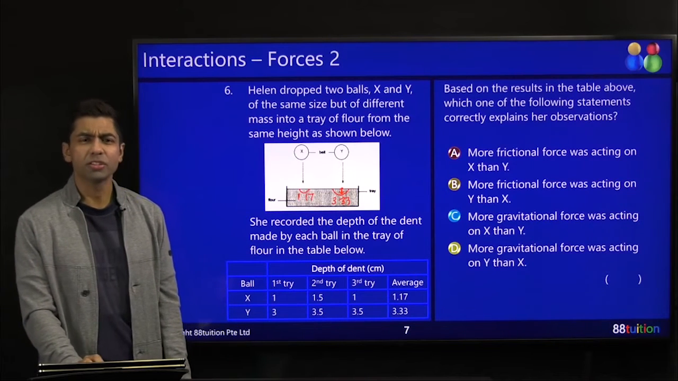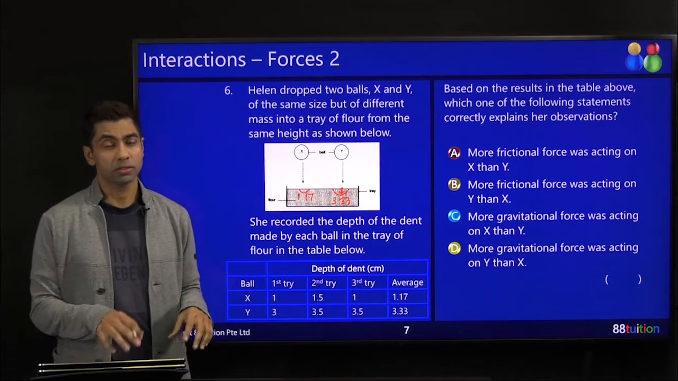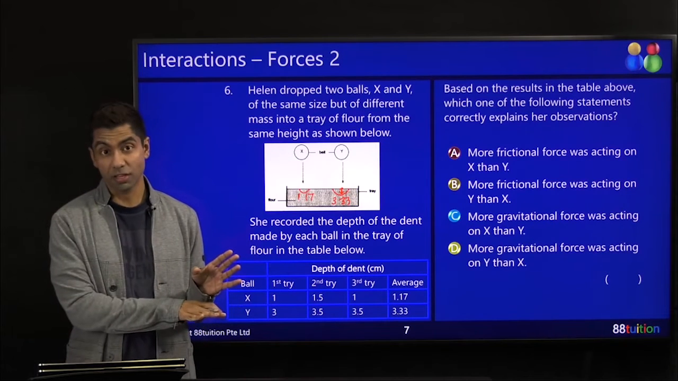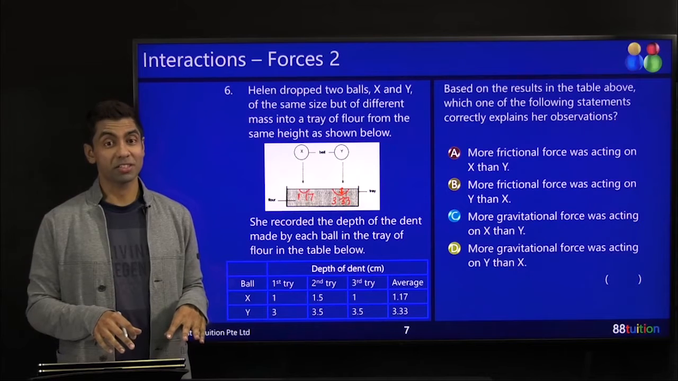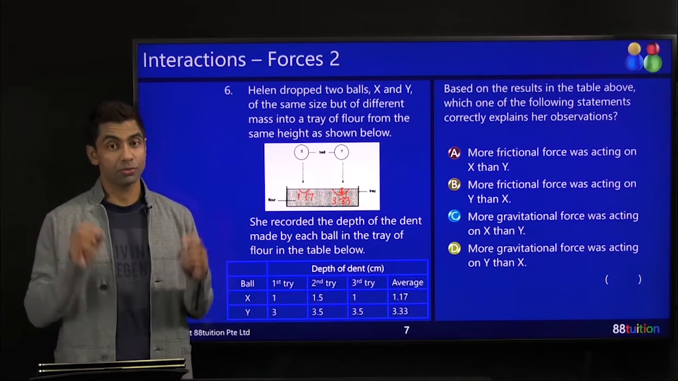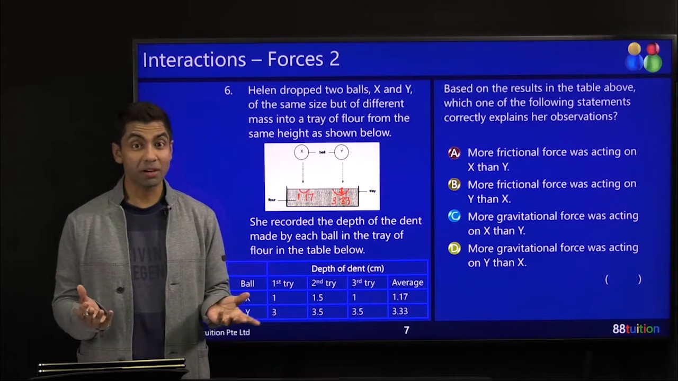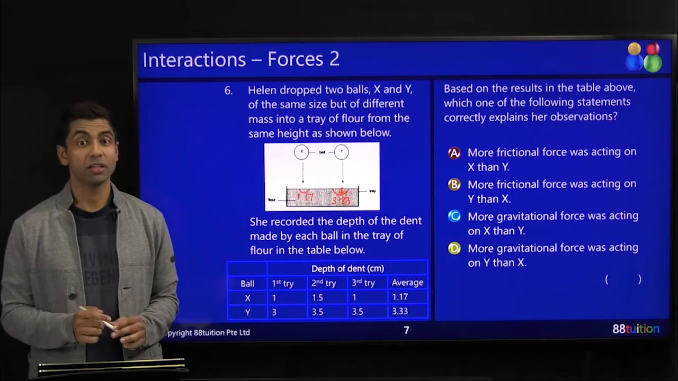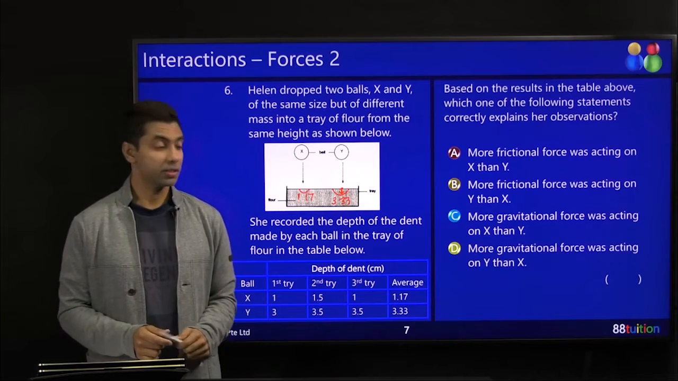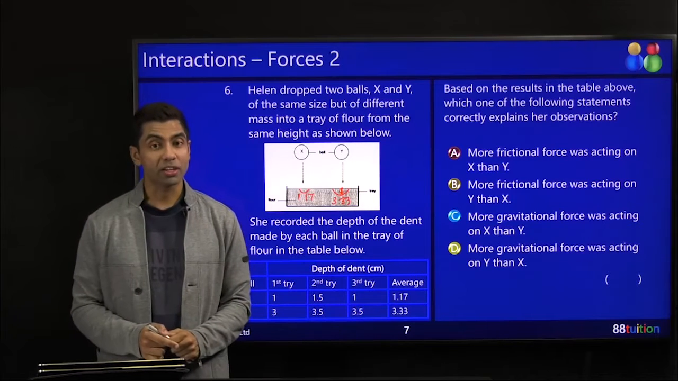How do you get the average? She actually dropped the ball, took it out, made the sand smooth or the flour smooth again, dropped again, measured again, made it smooth again, dropped again. How many times? 1 time, 2 times, 3 times. That's the experimental technique that we've been teaching you, right? Repeat your experiment, take the average for more accurate results.